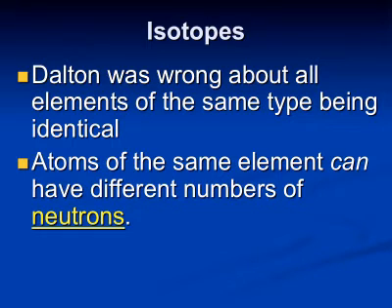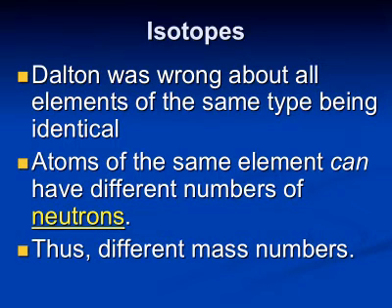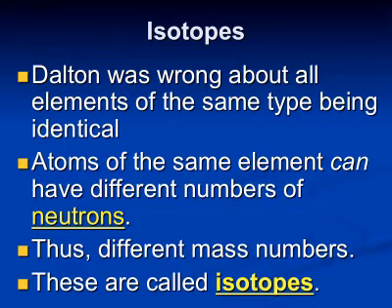Every single atom of oxygen will always have 8 protons, but it is not going to always have the same number of neutrons. So if you don't have the same number of neutrons, what's going to change? Your mass number. Okay? When you have a different mass number, we call these guys isotopes. So isotopes are elements that have a different mass number because they have a different number of neutrons.